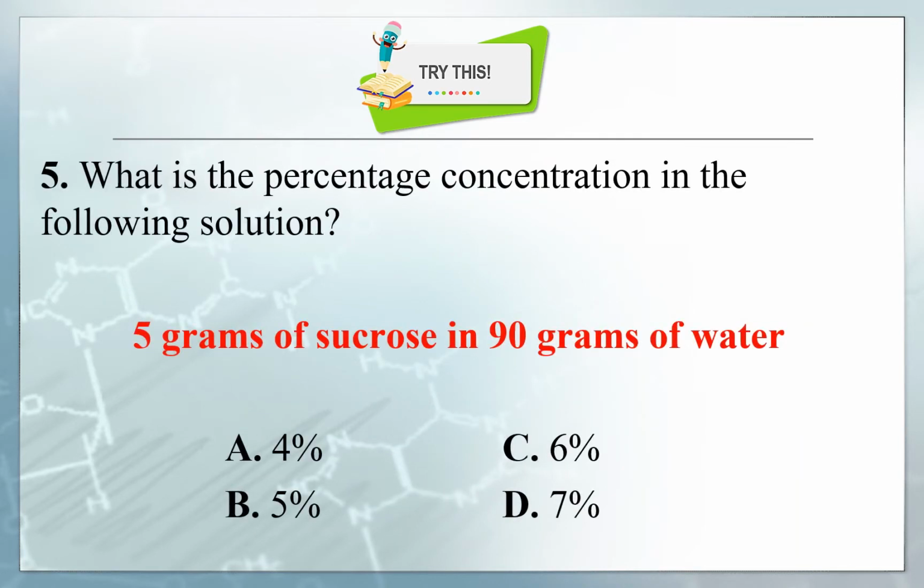Number 5. What is the percentage concentration in the following solution? 5 grams of sucrose in 90 grams of water. A. 4%. B. 5%. C. 6%. D. 7%.